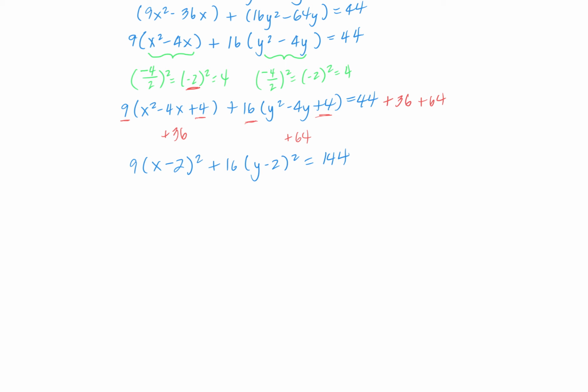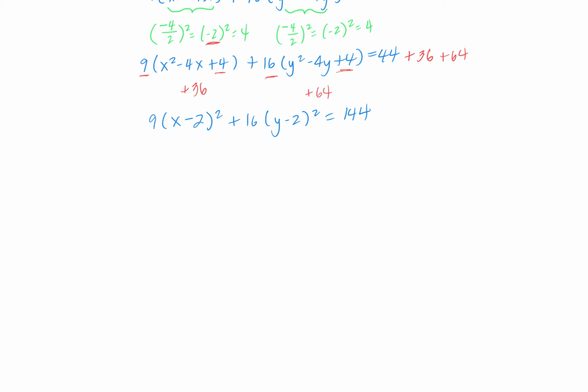Okay, well, I know this isn't a circle, and the reason why I know this isn't a circle is because the number in front of the parentheses is different. If it was 9 and 9, I could divide out by the 9 and it'll look like a circle. But since it's a 9 and a 16, that tells me that it's probably going to be an ellipse.